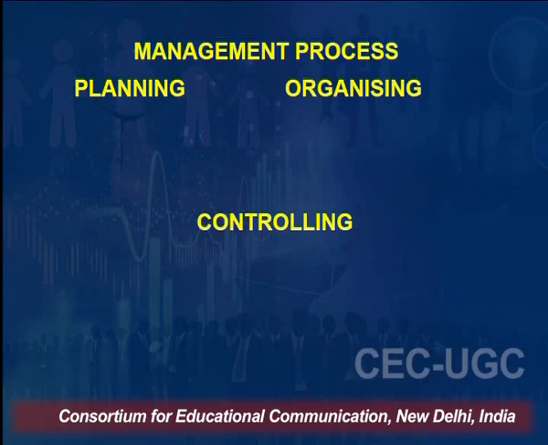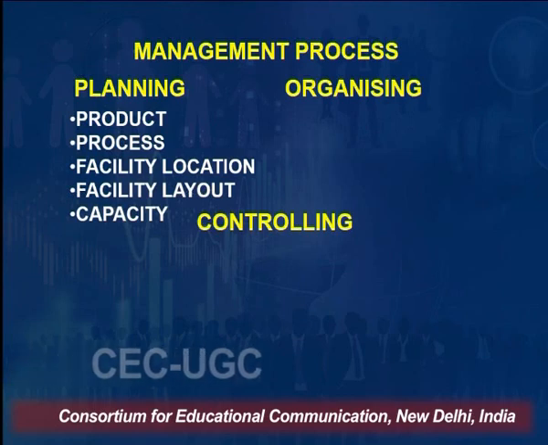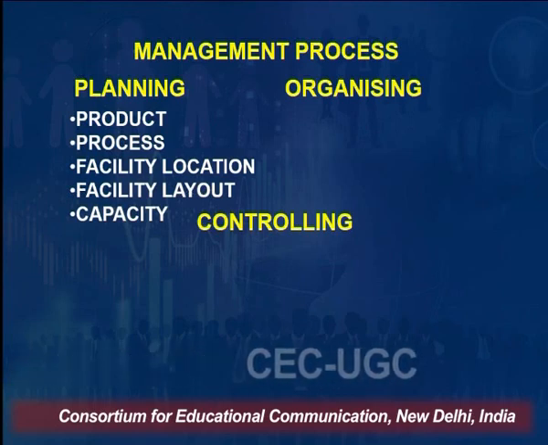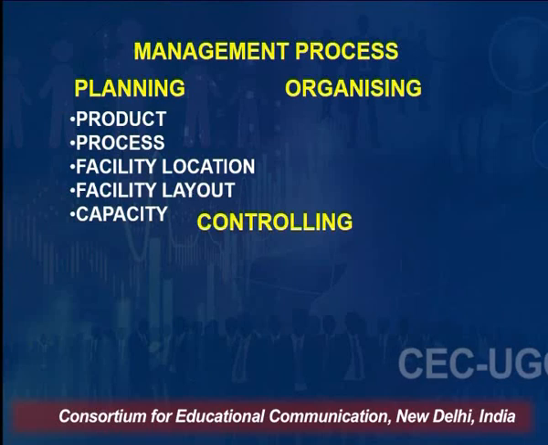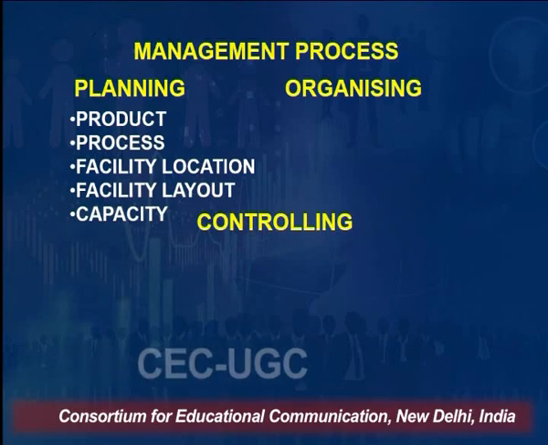So basically if we see the management process, we see planning, organizing, controlling. So what do you want to plan? You plan for your product. What product should I manufacture? So this is another strategic decision you have to take in operations management. What are my core competencies? Can I produce this product or not?